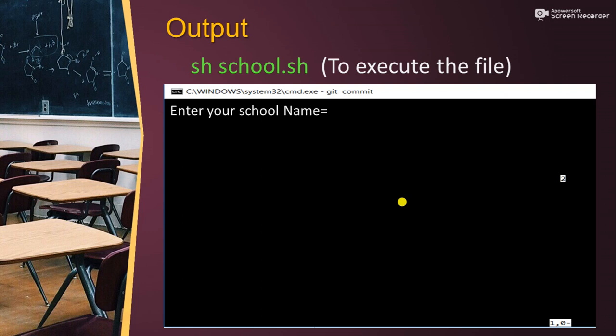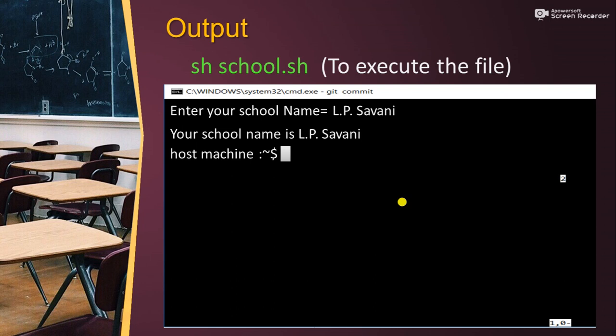Over here we will enter our school name, that is LP Savani, and when we press enter it will display the message. So our output will be "your school name is LP Savani", and from the third line, that is the last line, there is host machine colon tilde sign and dollar sign and cursor. So when we press enter, the cursor is automatically displayed for the next command.